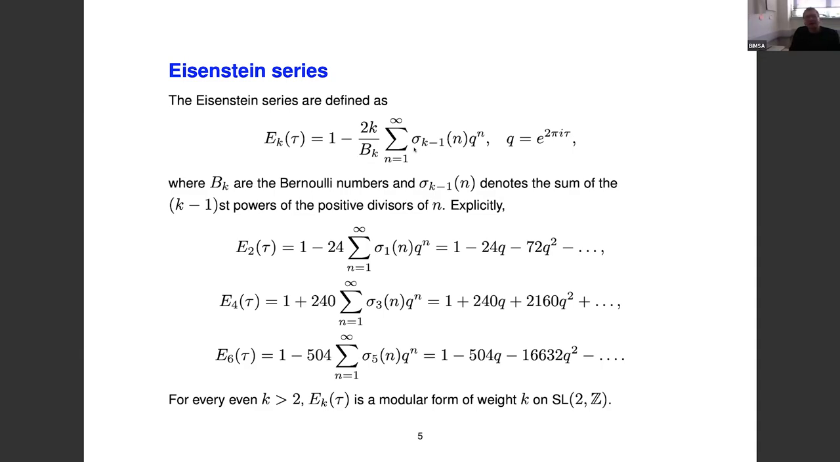And then we have this function sigma k minus 1 of n. What is sigma k minus 1 of n? It's the sum of all divisors of n to the power k minus 1. When I say divisors of n, we count 1 as a divisor and we count n itself as a divisor. So you take all possible divisors of n, raise them to the power k minus 1, and sum. And you multiply this by q to the n, where q is e to the 2 pi i tau, and tau is from the upper half plane. So this is the standard Eisenstein series.